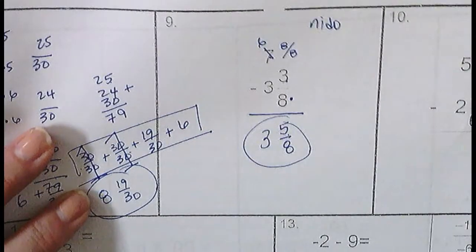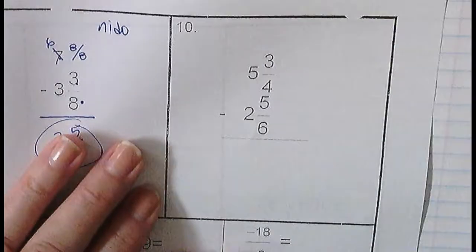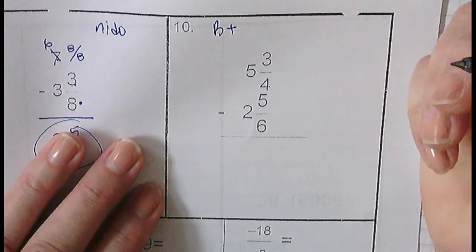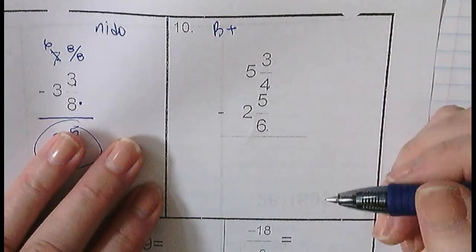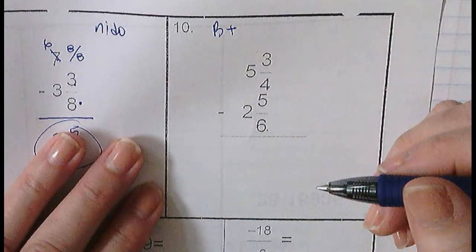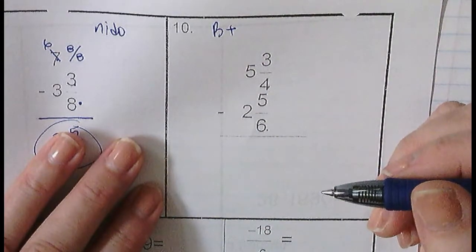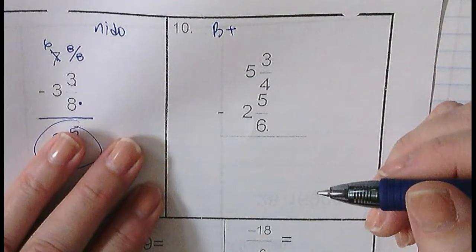Let's do question 10. I call this B plus. You're going to have to borrow, then add. So you have a 4 and a 6. You need common denominators again. And remember, you need common denominators for adding and subtracting. You can add or subtract like things. You can't take money plus a dog and get $3.